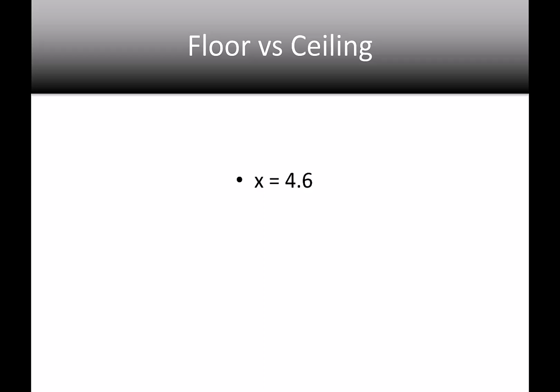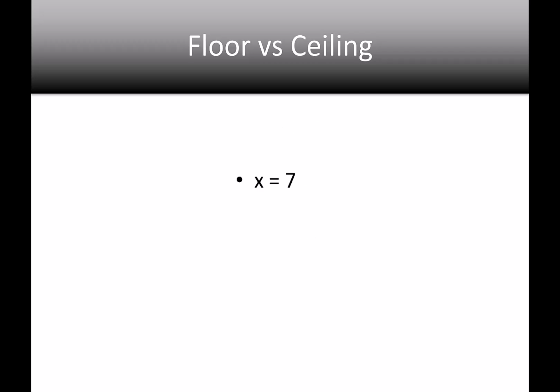Let's try a few examples. What do you think the floor and ceiling of 4.6 are? Well, we know the floor is going to be lower, which is 4, and we know the ceiling is higher, which would be 5. What about the floor and ceiling of negative 1.2? And remember to be careful with the negatives. Here the floor is negative 2 and the ceiling is negative 1.